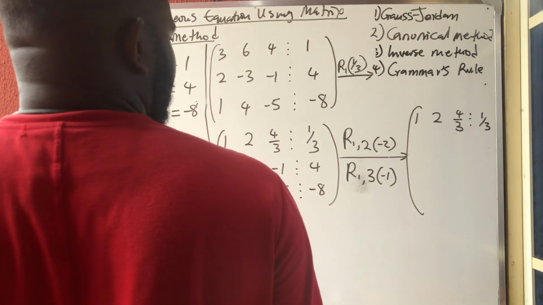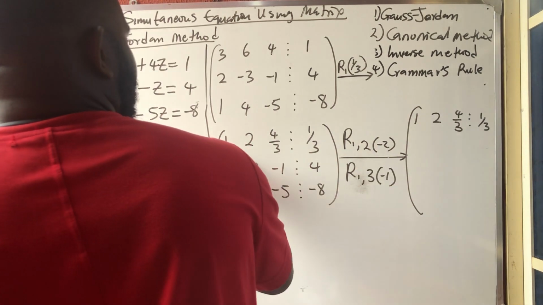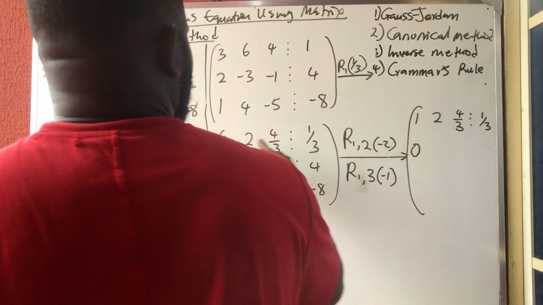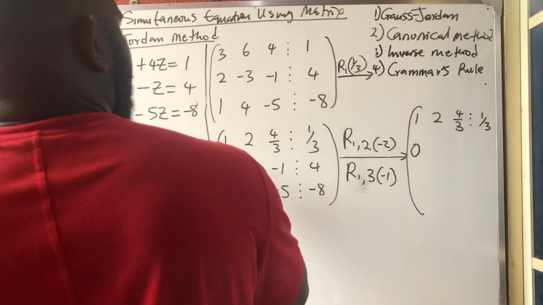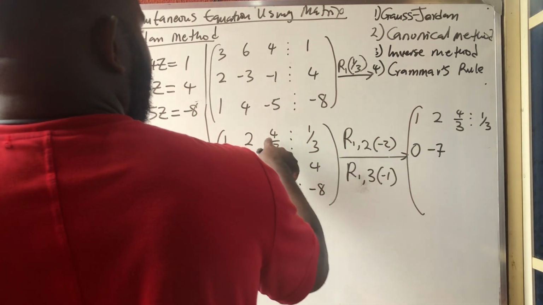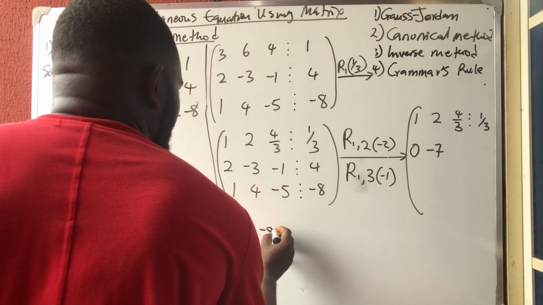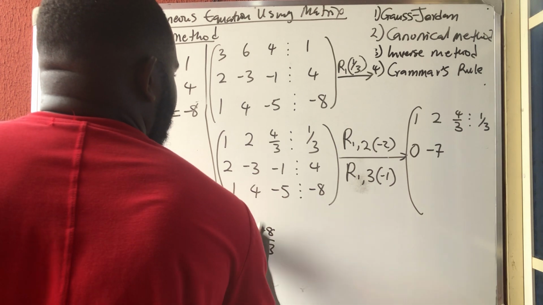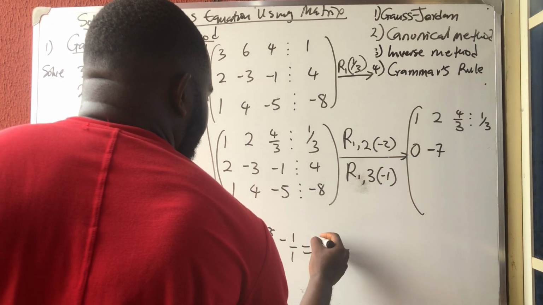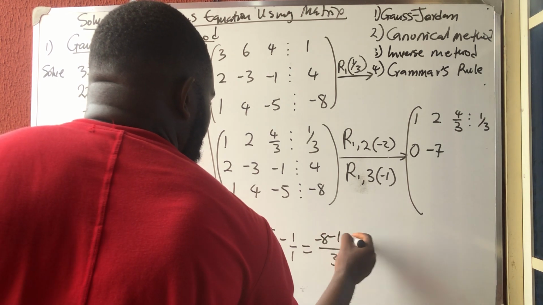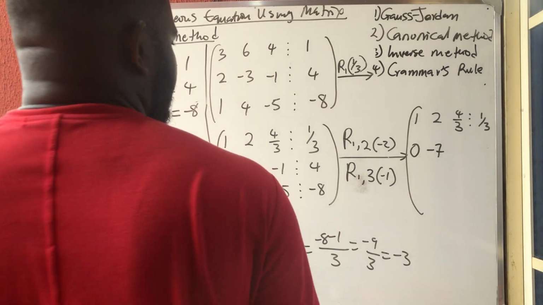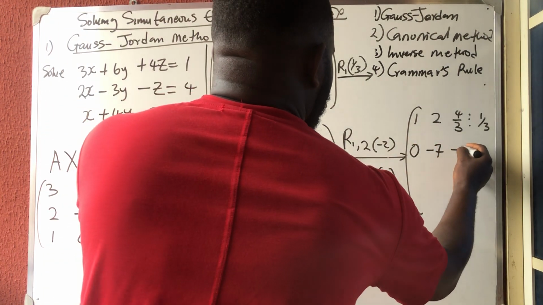Okay, now let's multiply. Minus 2 times 1 is minus 2. Minus 2 plus 2 is 0. Minus 2 times 2 is minus 4. Minus 4 minus 3 is minus 7. Minus 2 times this is minus 8 over 3. Minus 8 over 3 minus 1 over 1, the LCM is 3, minus 8 minus 1, which will give you minus 9 over 3. And minus 9 over 3 is minus 3. So we got here to be minus 3.